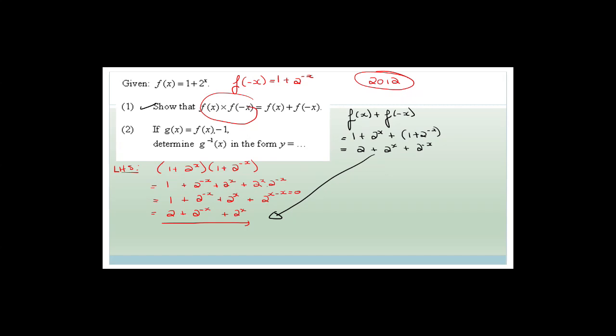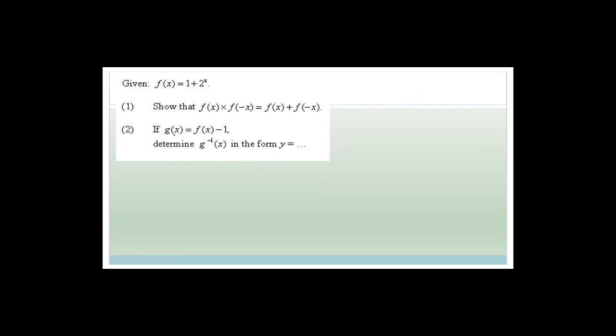Okay, so now let's look at the second part of this question. I'm just going to raise all the ink. It says, if g of x is f of x minus 1, determine g of negative 1 of x in the form of.